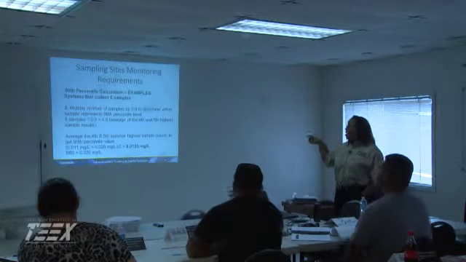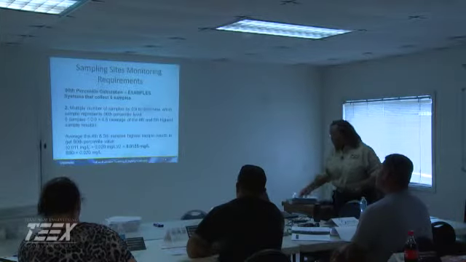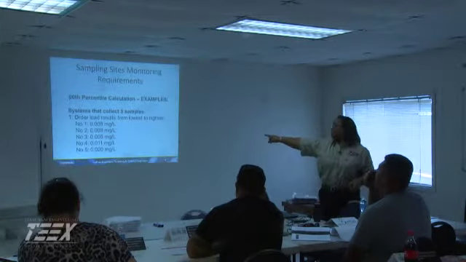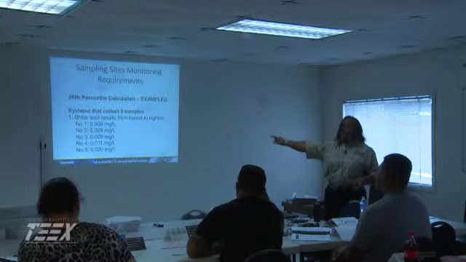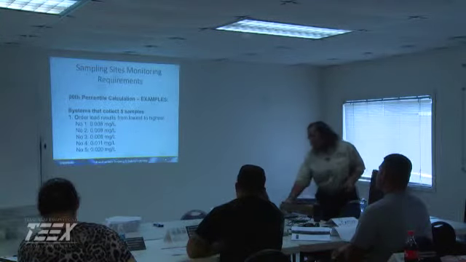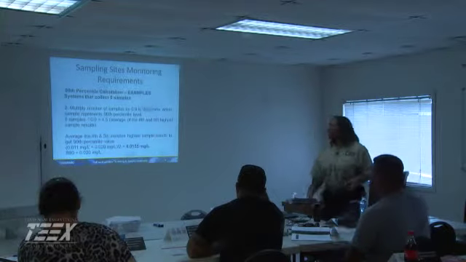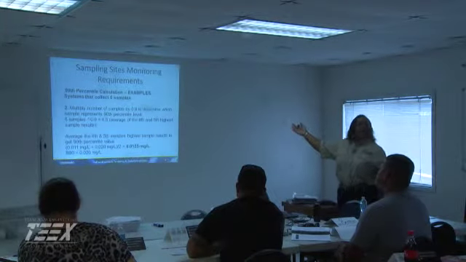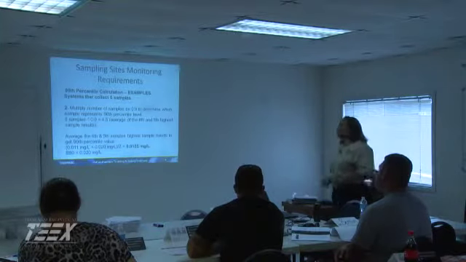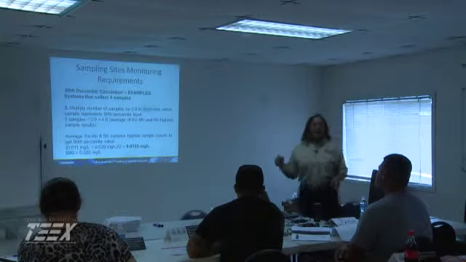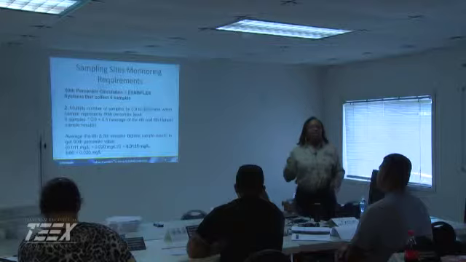So once I've averaged the 4th and 5th sample, now my 4th sample was 0.011, my 5th sample 0.020. I add them together, divide by 2, and I get what? I get 0.0155. What is my action level for lead?